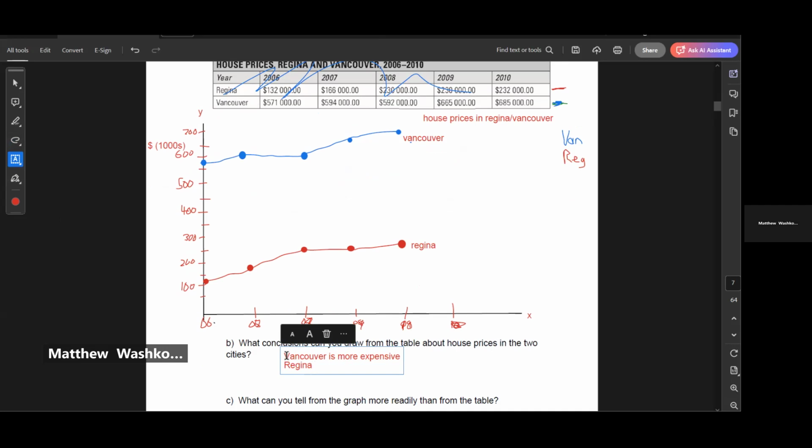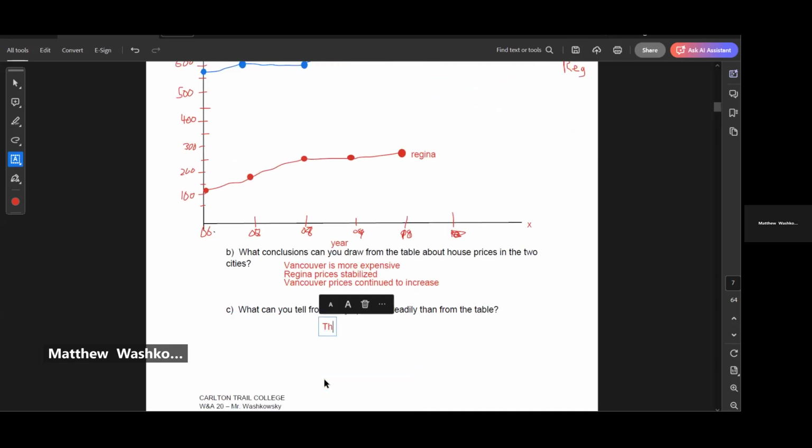Regina prices stabilized. Vancouver prices continued to increase. So even though Regina's houses stabilized, right? 230, 230, 230. Regina's kept, or sorry, Vancouver's kept going up. So what can we tell more from the graph? Can we tell more from the graph rather than from the table? That Vancouver has more expensive houses.